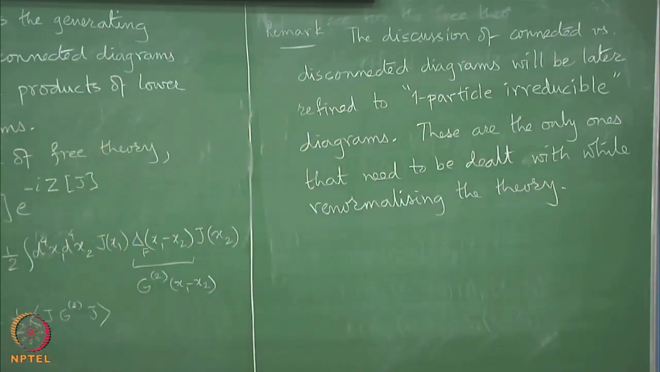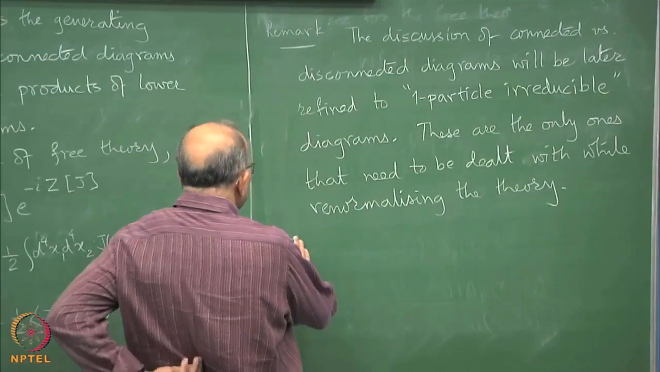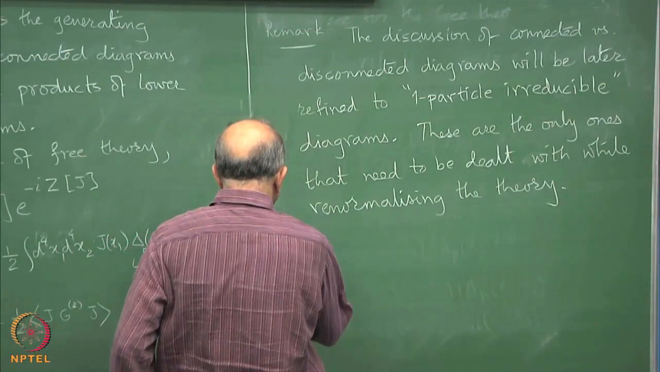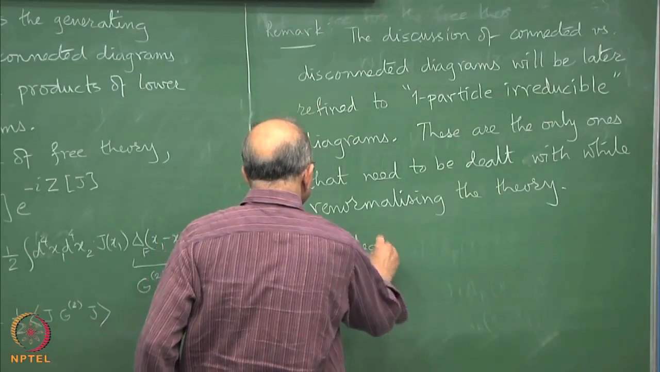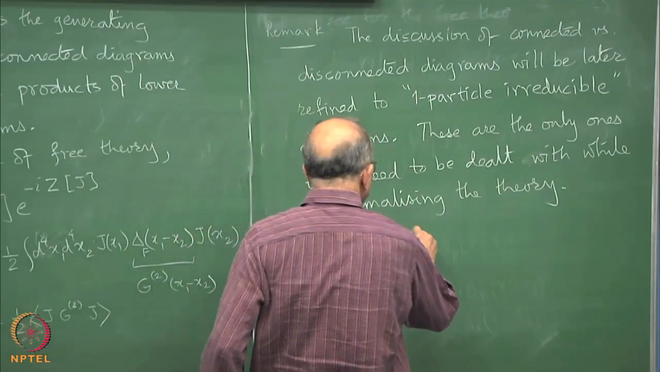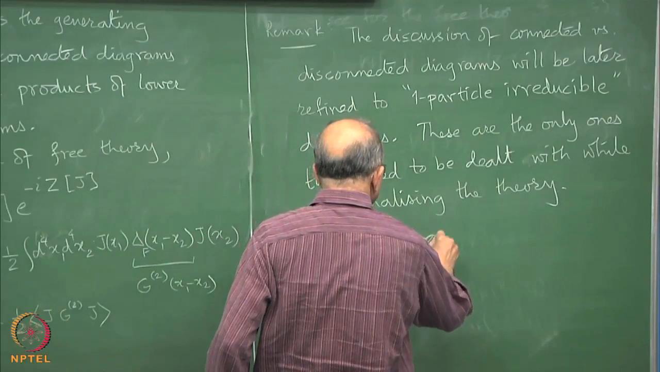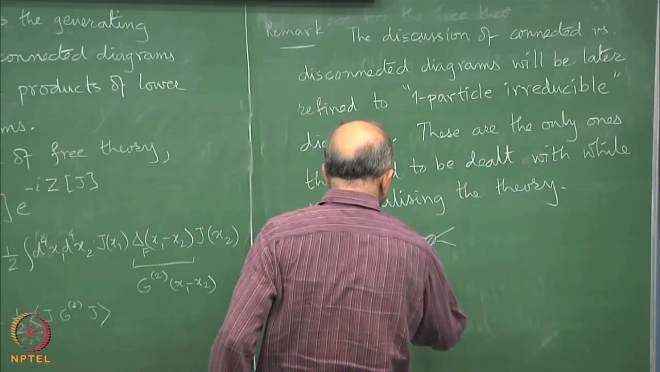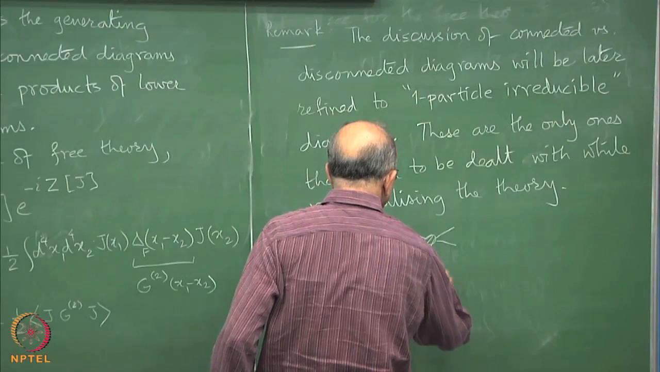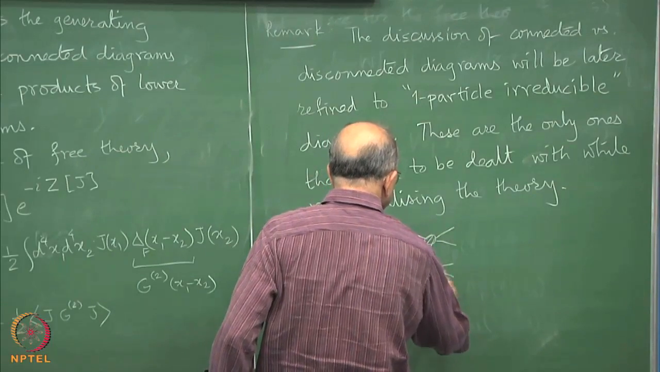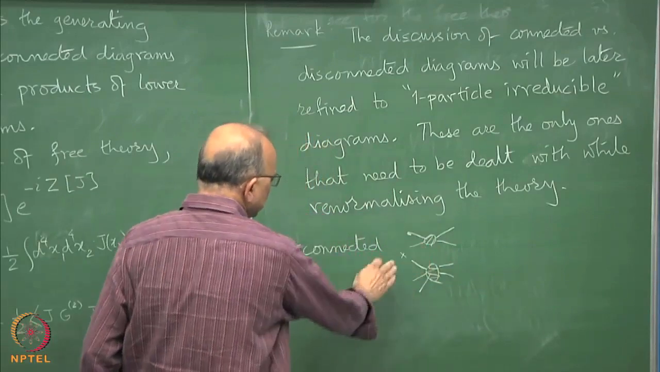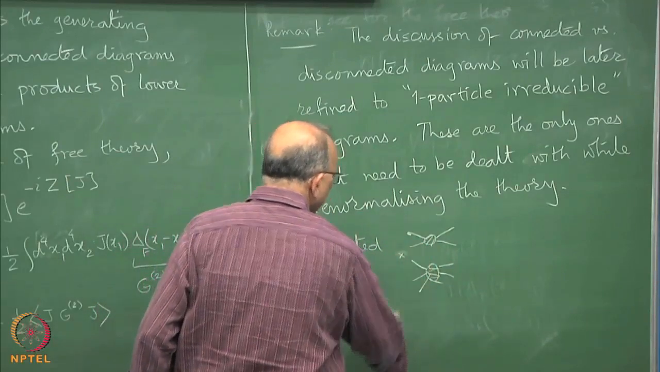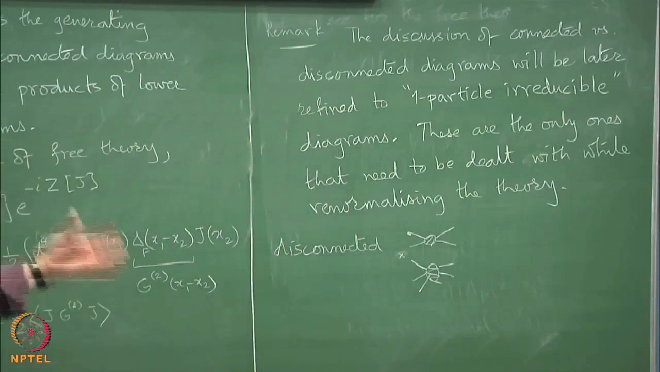Okay, and I can tell you right away what this one particle irreducible is. So we already saw that disconnected simply means two diagrams that don't talk to each other, right? I can simultaneously have something else going on here. So there is a multiplication between the two, but they are disconnected.